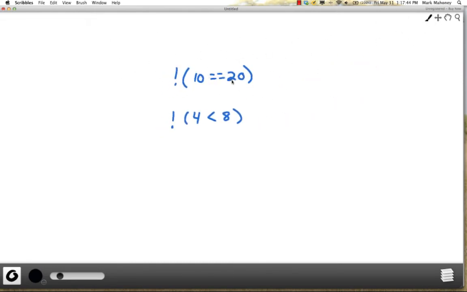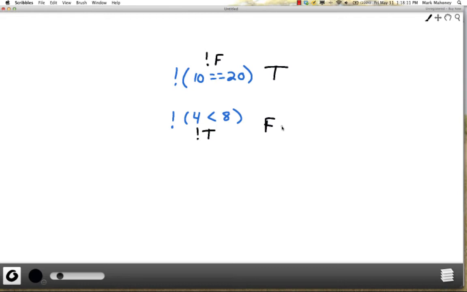Okay, so is 10 equal to 20? That's false. But when we apply the not operator to this expression, not false makes this whole thing true. Is 4 less than 8? That's true. But not true makes this whole expression evaluate to false. Not can be applied to any logical expression to get the opposite value.